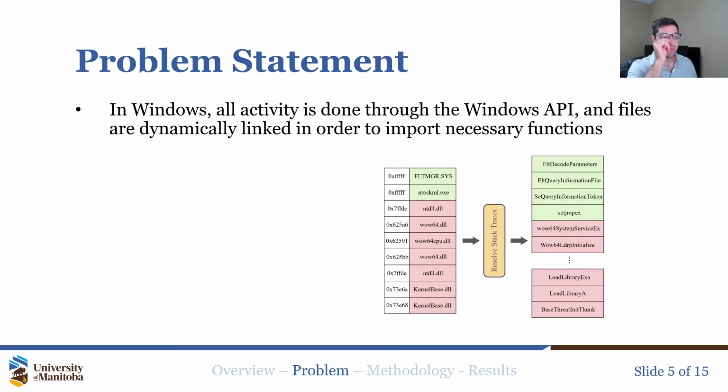As a general problem statement, it's worth mentioning by way of introduction that in Windows, all activity is done through the Windows API, and that's how we as programmers can interact with the hardware of the machine. How it operates is that files are dynamically linked with one another: if I have an executable and I need a certain set of library files, I can grab them from a dynamically linked library, or DLL file, to fetch the necessary imports that I need to carry out my functionality.